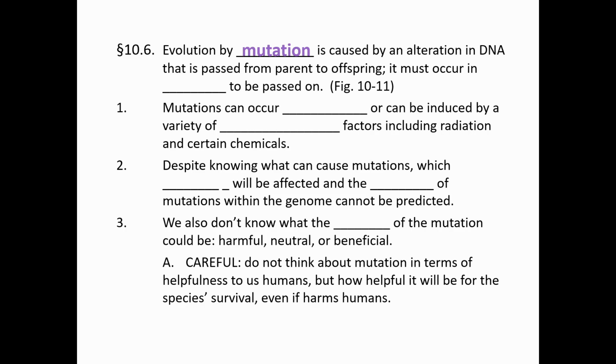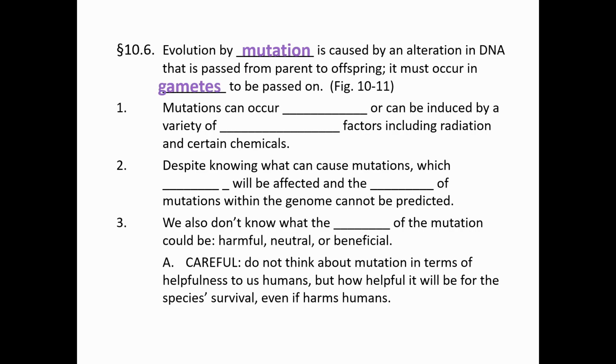Now, the mother or father, whichever gender you'd like to choose, the mother of all evolution or all change is mutation. So we have to have some sort of mutation happen in order to see any sort of differences down the line. So evolution by mutation, this is because the DNA has somehow been altered, and that alteration has been passed from the parent to their offspring.